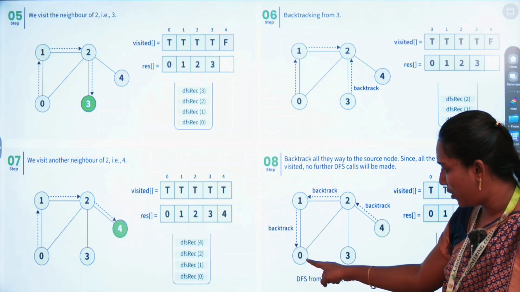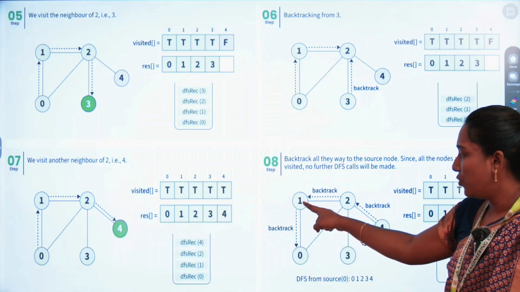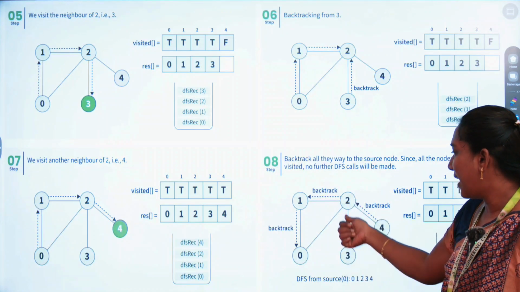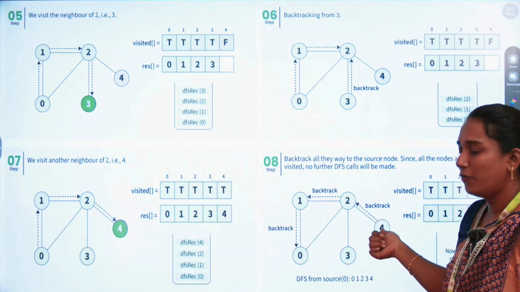So first we start with the node 0. From 0 it reaches 1, from 1 it reaches 2, from 2 it reaches 3, and then it does the backtracking process and reaches 4.